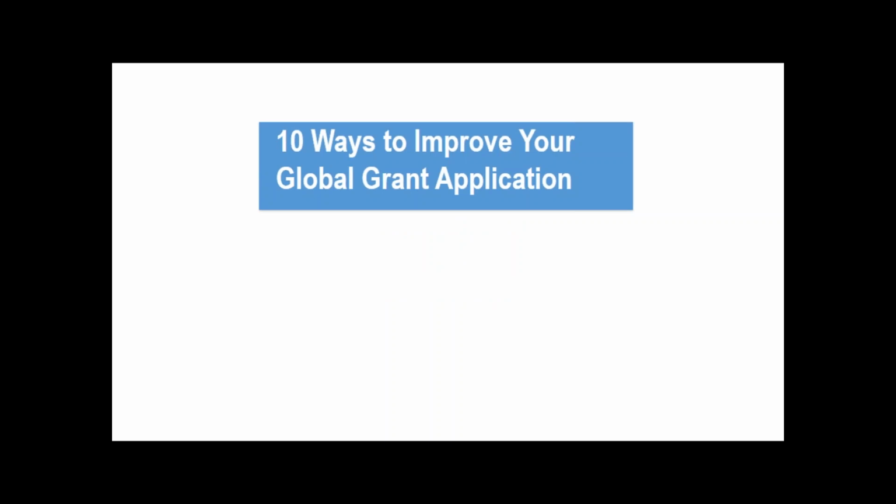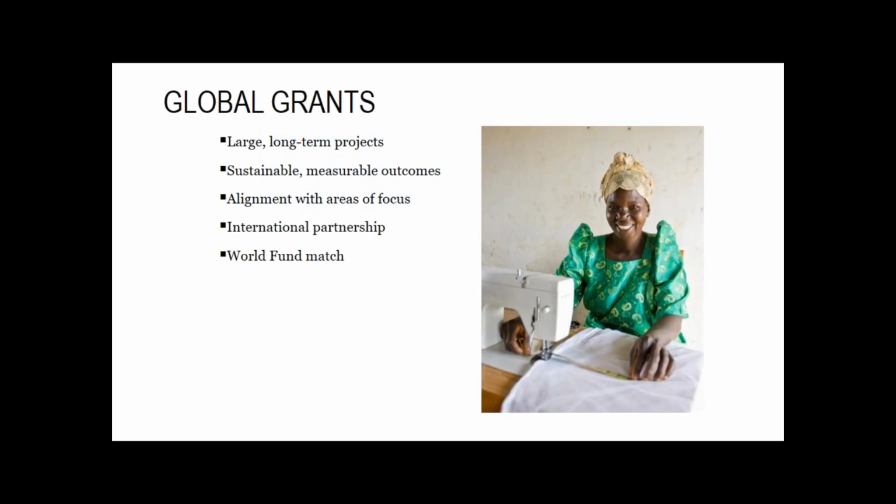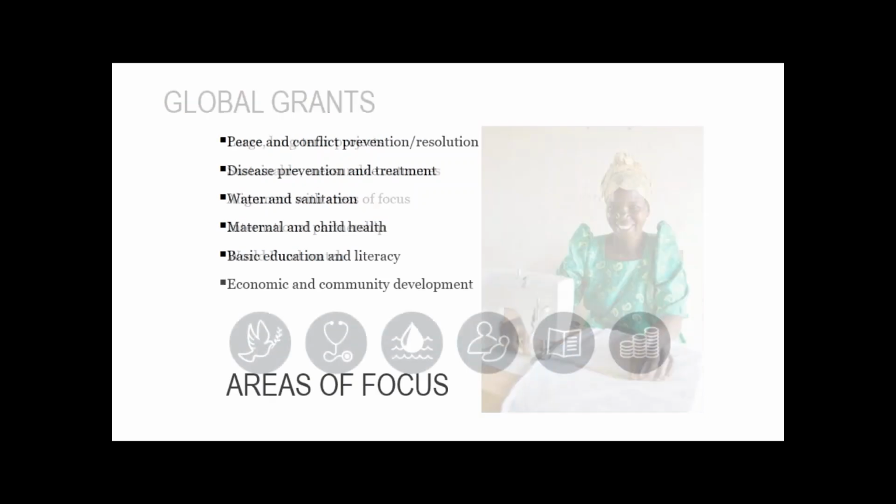So the global grant process, as I indicated before, is not rocket science. It just takes doing your homework. And there are ways that you can be more successful, right? For one, we know already it's long-term, sustainable, and it has to align within the area of focus. It has to have an international partnership, and it's a World Fund match. That part we know, okay?